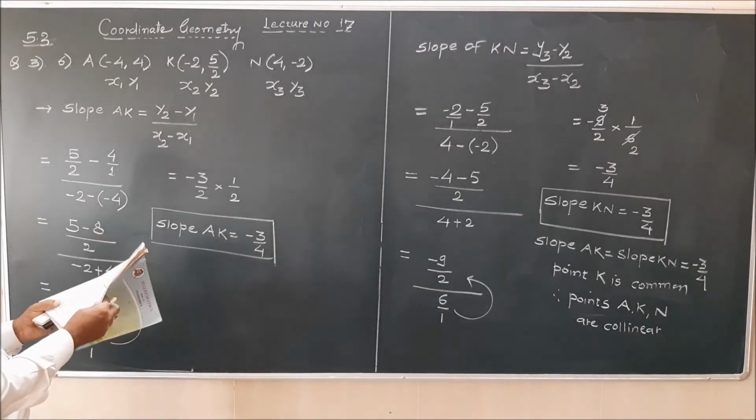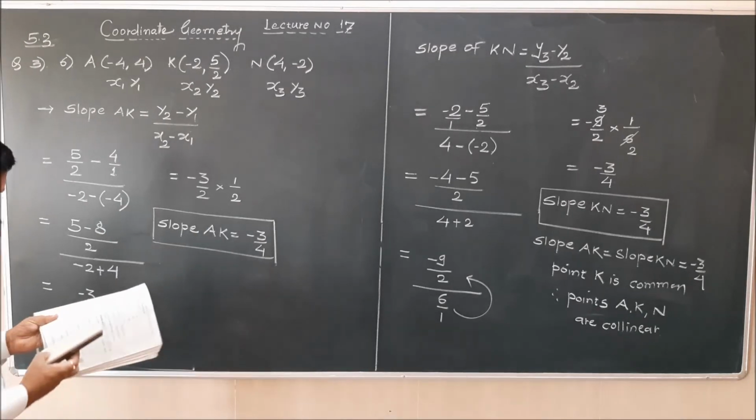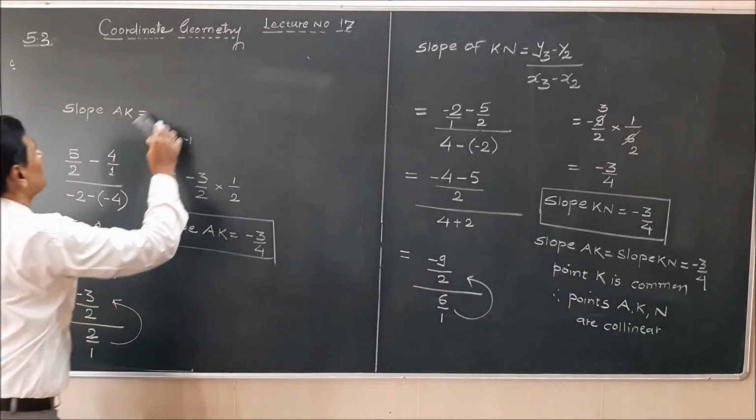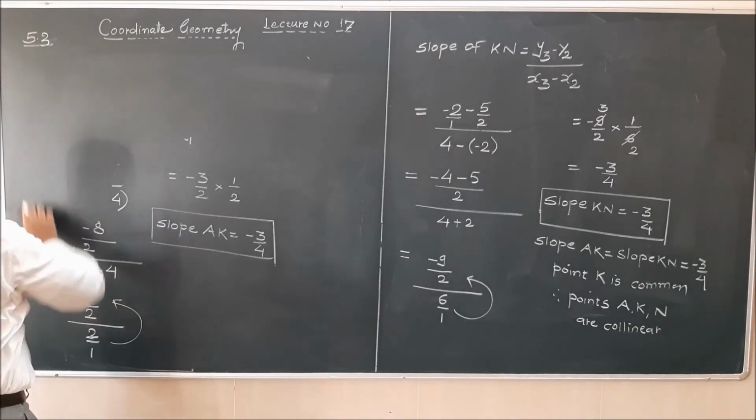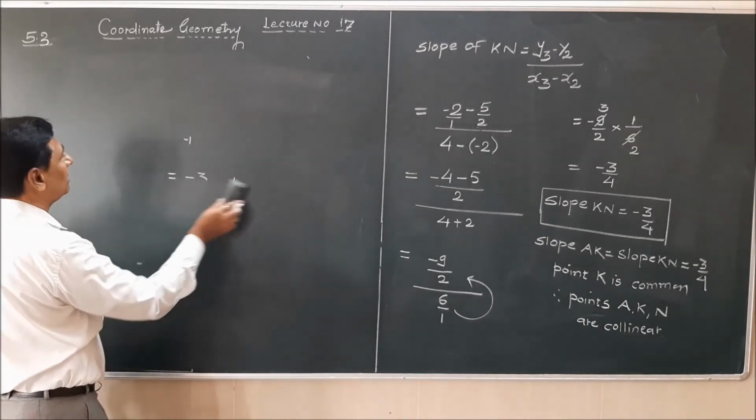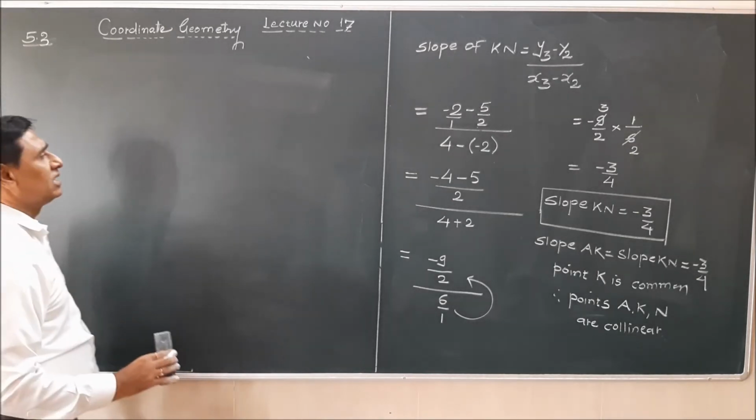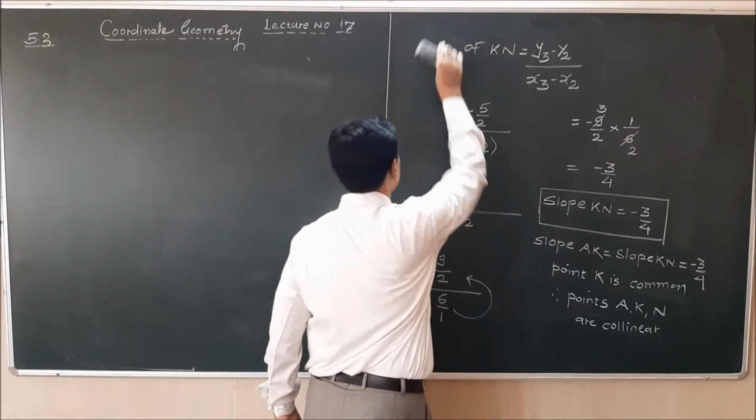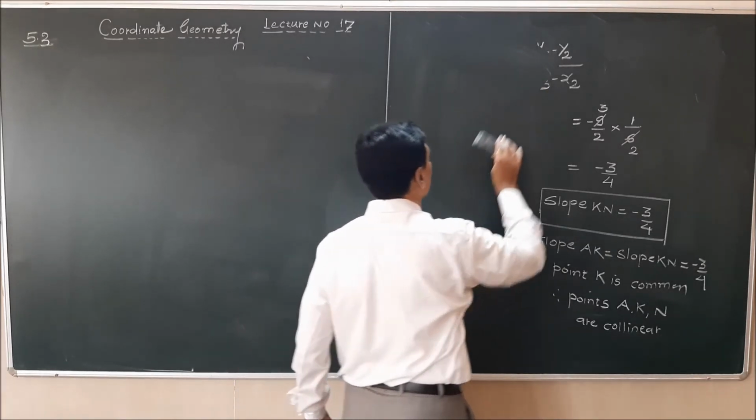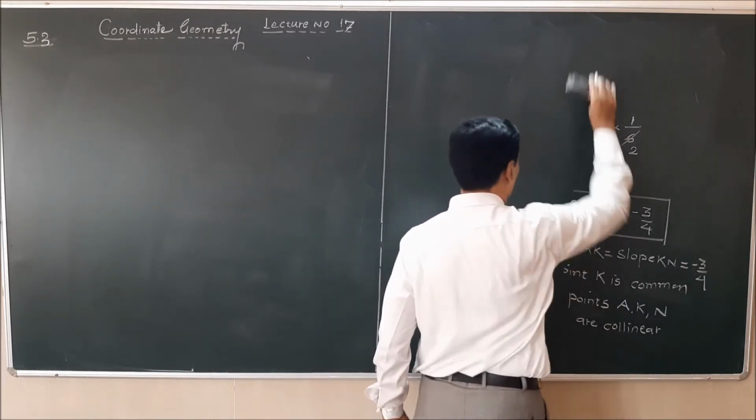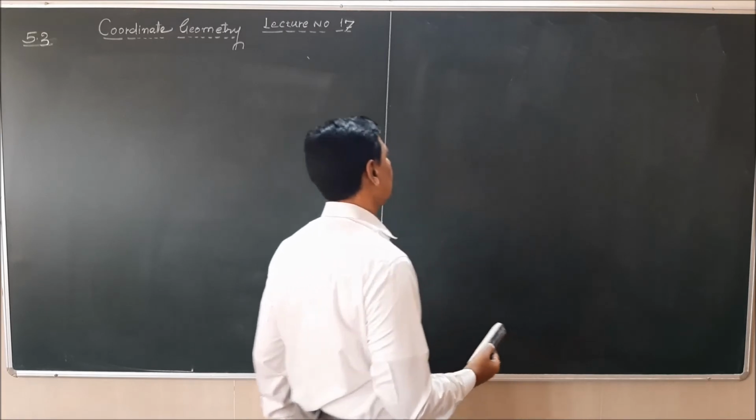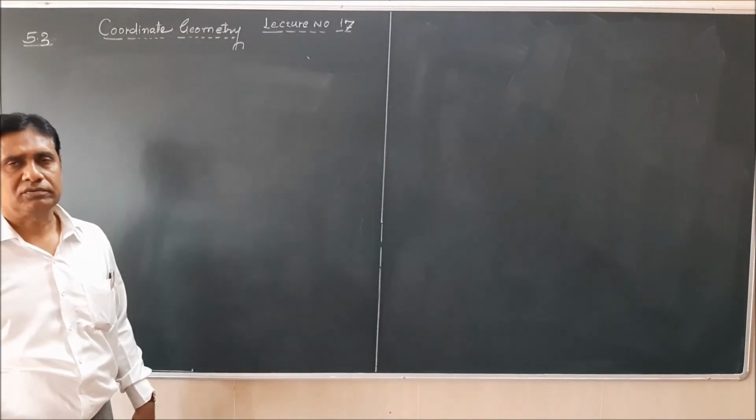So here you will find we finished question number 3 of exercise 5.3. Now question number 4. In question number 4, what they have given us are the vertices of a triangle, and on the basis of those vertices, the question asks us to find out the slope of all 3 lines. No need of drawing a figure at all.